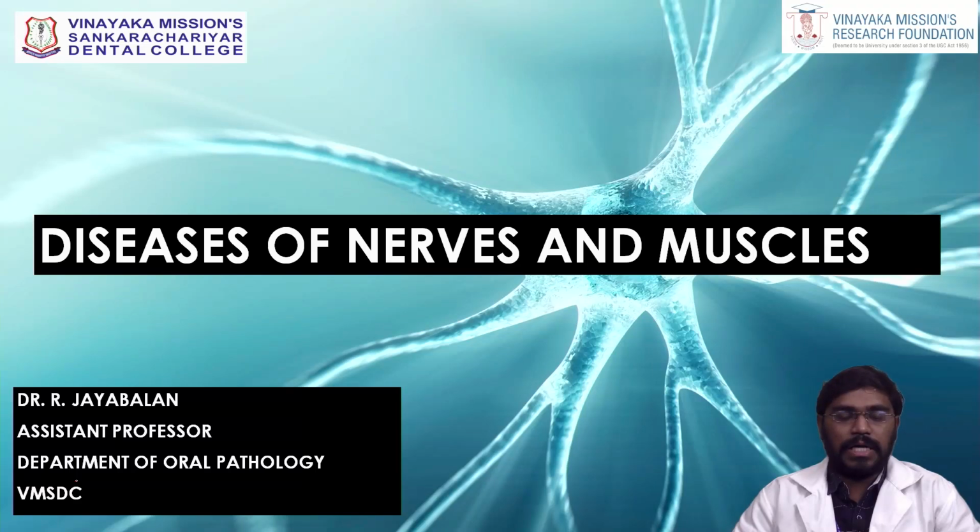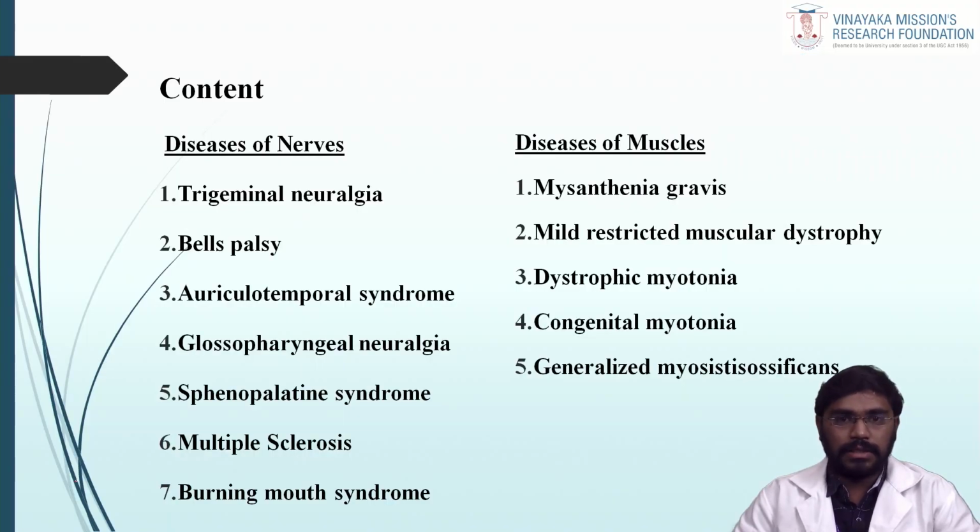My topic is on diseases of nerves and muscles. These are the contents I am going to cover. In diseases of nerves: trigeminal neuralgia, Bell's palsy, auriculotemporal syndrome, glossopharyngeal neuralgia, sphenopalatine syndrome, multiple sclerosis, burning mouth syndrome. As well as in muscles: myasthenia gravis, mild restriction muscular dystrophy, dystrophic myotonia, congenital myotonia, and generalized myositis ossificans.